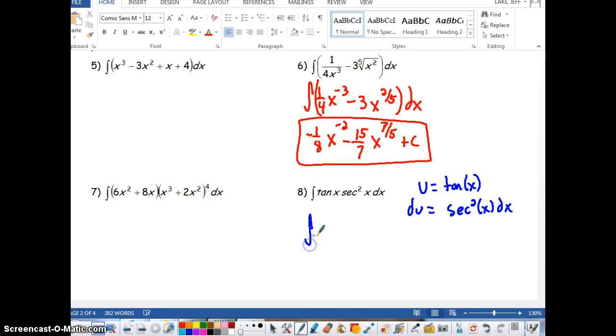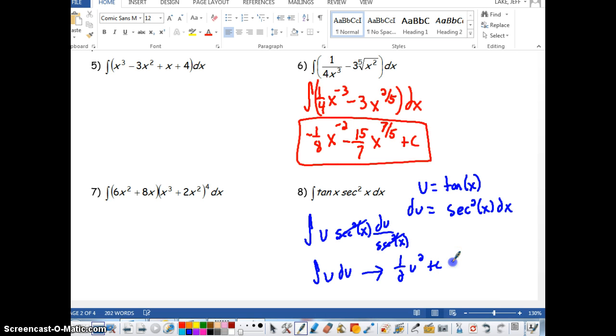So when I rewrite it over here, I have the integral of my u, and then secant squared of x du all over secant squared of x. So you can see it's pretty neat and clean once you figure out that the u should be the tangent, but hey, the secant squareds here cancel each other out. So all I really have is the integral of u du. So when you integrate that, that's going to become 1/2 u squared plus c, and then you replace your u, and this becomes 1/2 tangent squared plus your c.